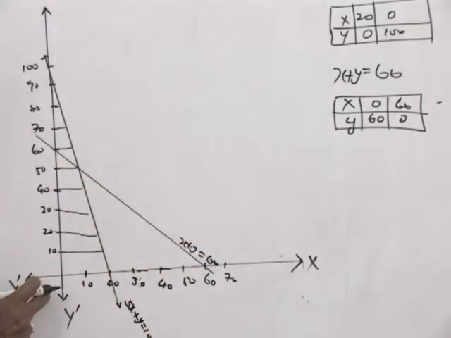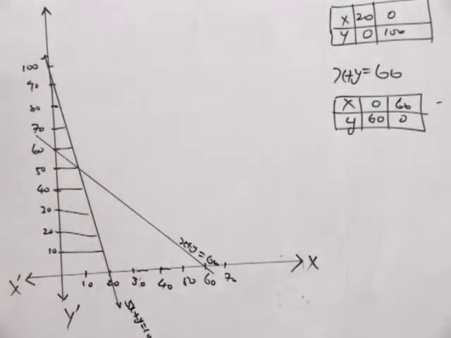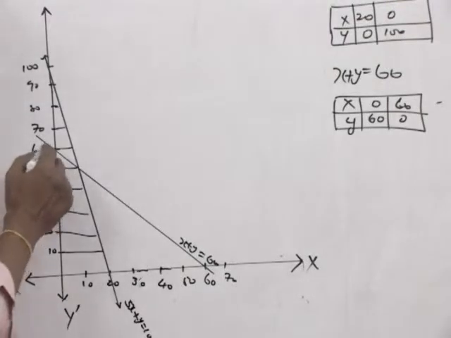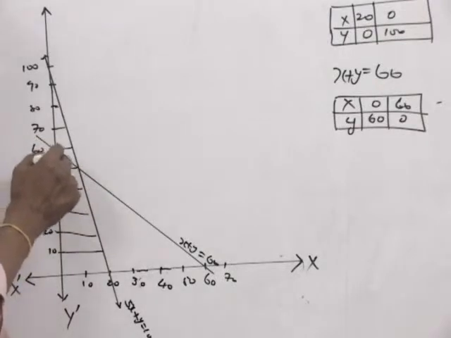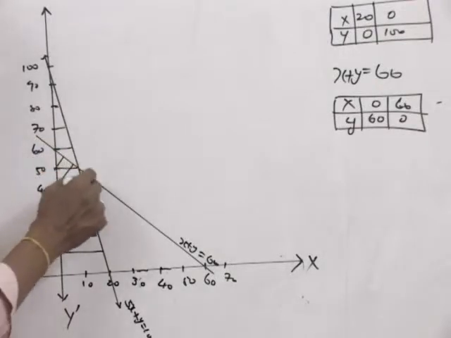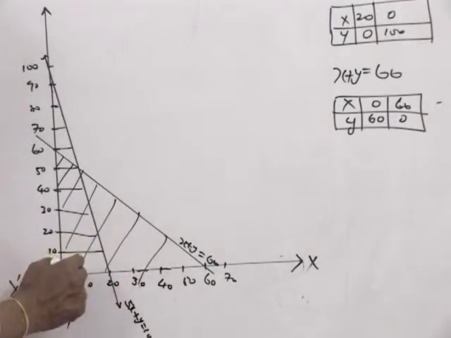Again, taking the point 0, 0, 0 plus 0 is less than 60. So the area below this line is to be shaded. By shading, suppose I shade by a kind of cross line like that. This is the shaded area in the first quadrant.